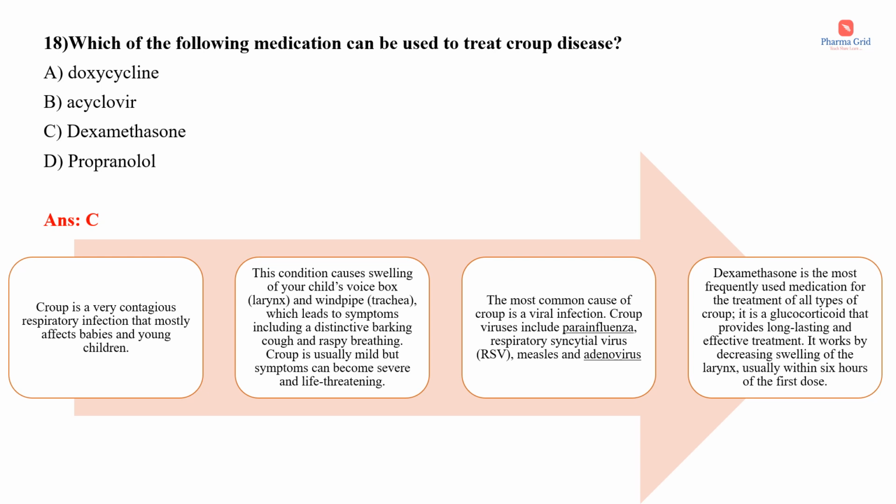Dexamethasone is the most frequently used medication for the treatment of all types of croup. It is a glucocorticoid that provides long-lasting and effective treatment. It works by decreasing swelling of the larynx, usually within 6 hours of the first dose.